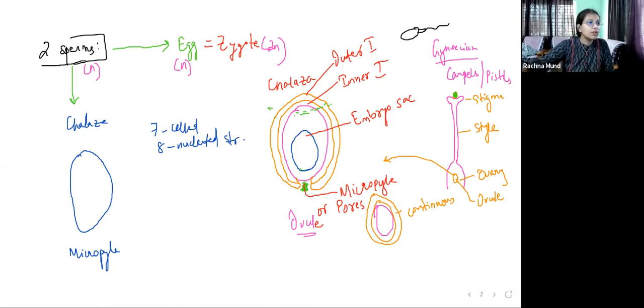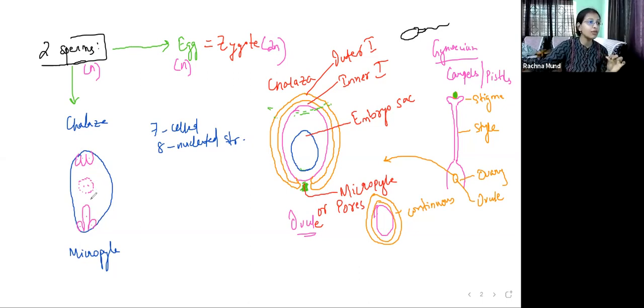Now, what are the cells located in the chalaza region? I'm just giving you a hint. I have 3 cells located in the chalaza, 3 cells located towards the micropyle, and 1 cell in the center. It is up to you to label them. These are the cells of the embryo sac. So 1, 2, 3, 4, 5, 6, 7.